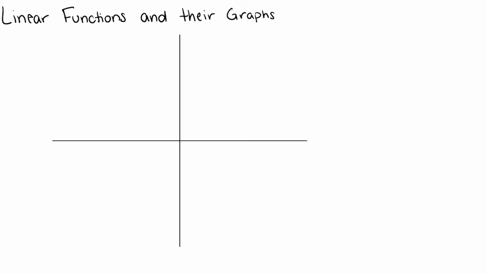Today we're going over linear functions and their graphs. All a linear function is a line on the coordinate plane. So whenever you see a line going across your coordinate plane, that is a linear function.